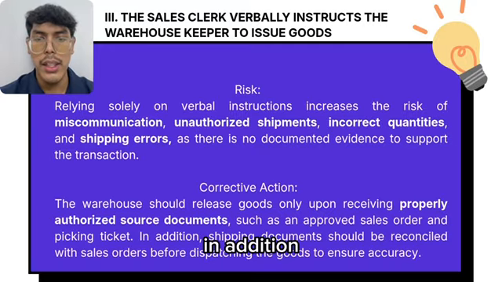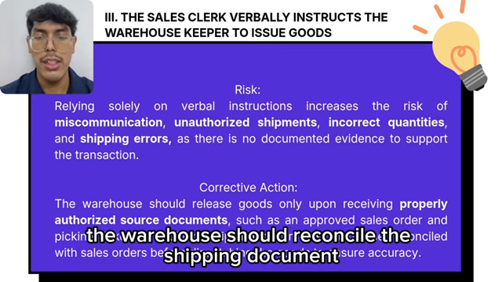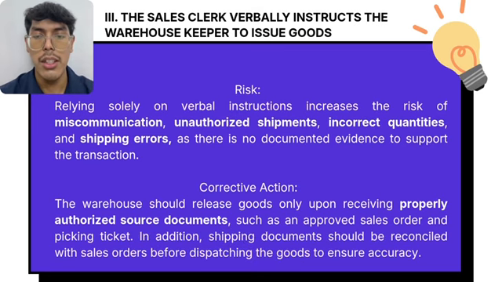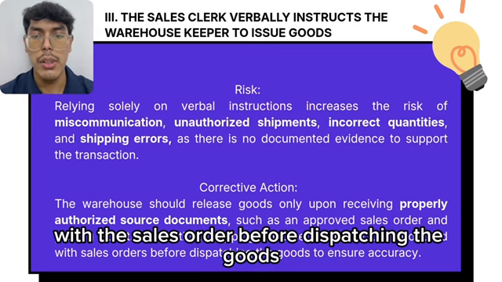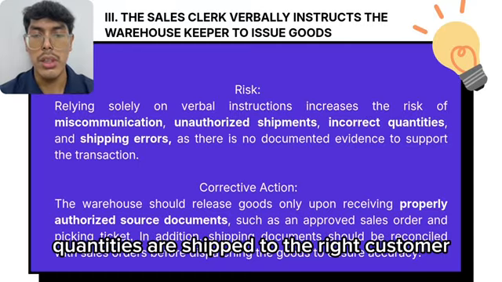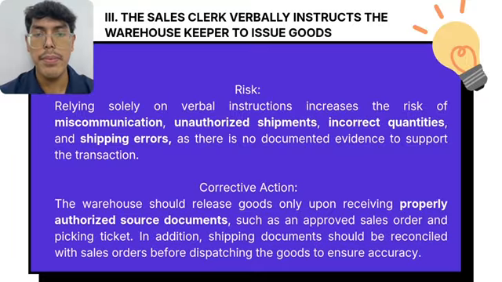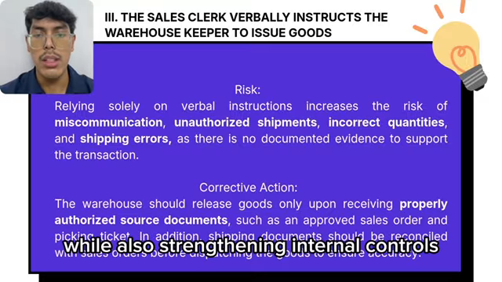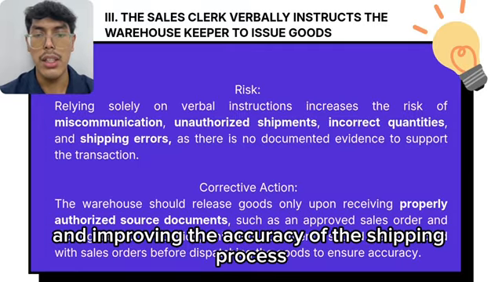In addition, the warehouse should reconcile the shipping document with the sales order before dispatching the goods. This ensures that the correct items and quantities are shipped to the right customer, while also strengthening internal controls and improving the accuracy of the shipping process.